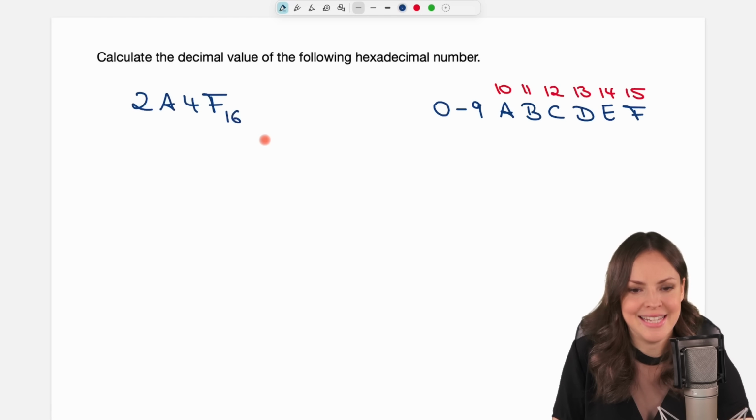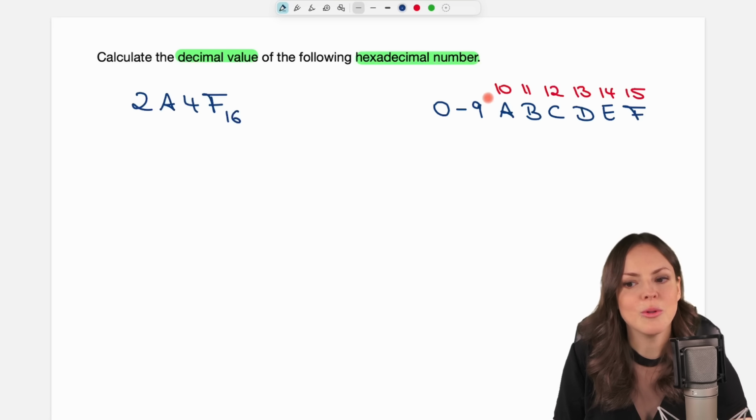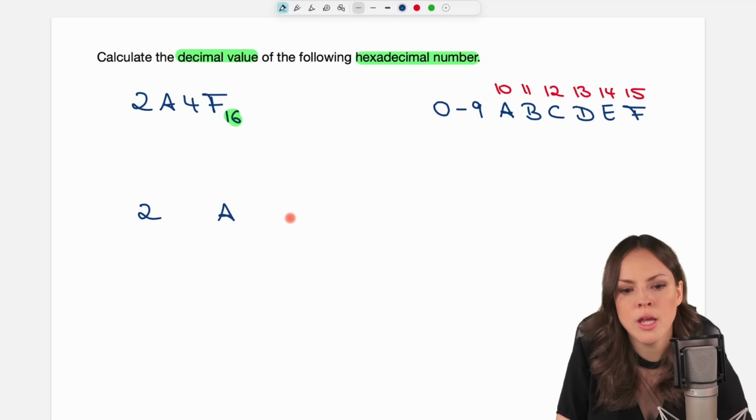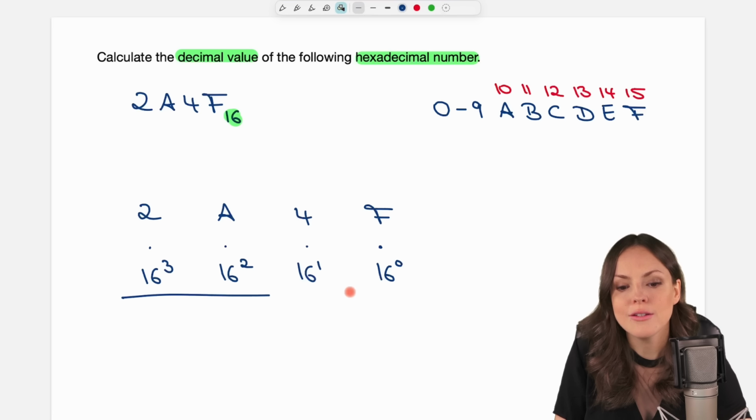Let's take a look at our second example here. Same thing. Calculate the decimal value of the following hexadecimal number. We already have our table in mind. We take our hexadecimal number and write it down again with a little bit more space in between. And we start at the end by multiplying by 16 to the power of 0, then 16 to the power of 1, then 16 to the power of 2, and so on. This time we have a 16 to the power of 3.